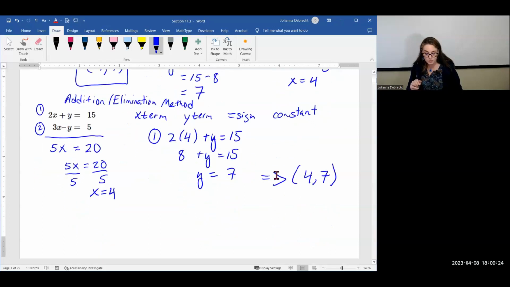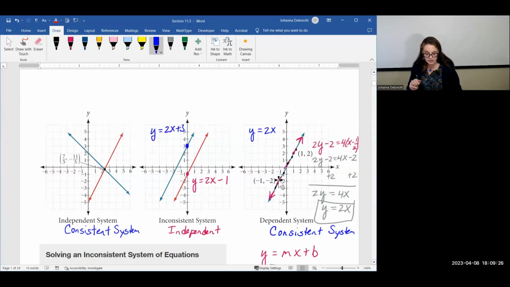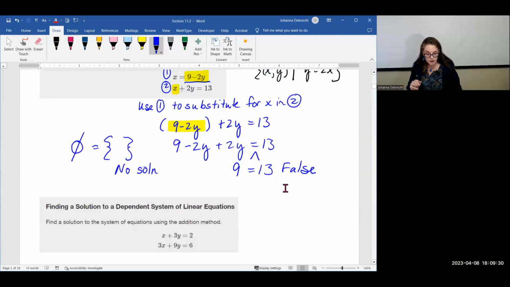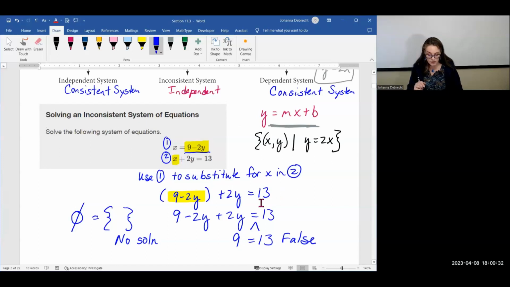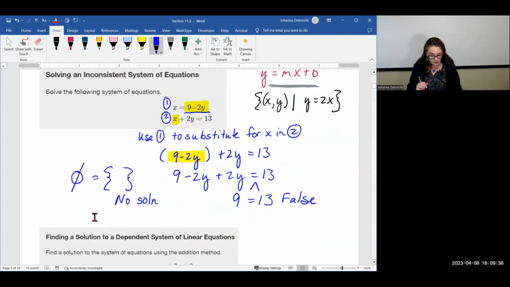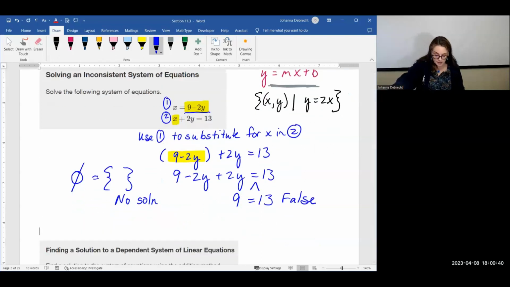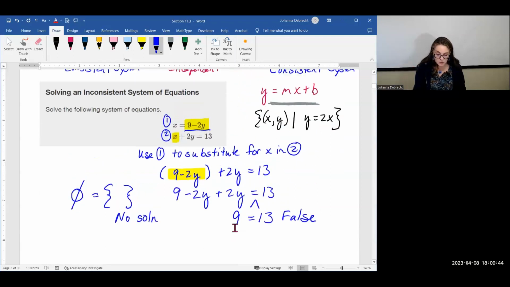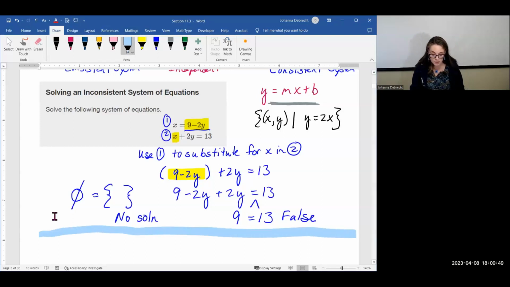Now, what about the one that we solved that was an inconsistent system and did not have a solution, right? Which was this one right here. If I were to solve this one by addition elimination, what would that look like? All right, so let me create some space here because I did not create enough space to do this one. So I'm going to start over and I'm going to resolve the problem.